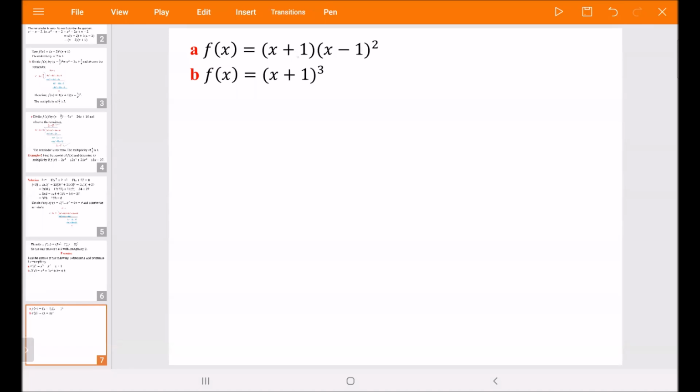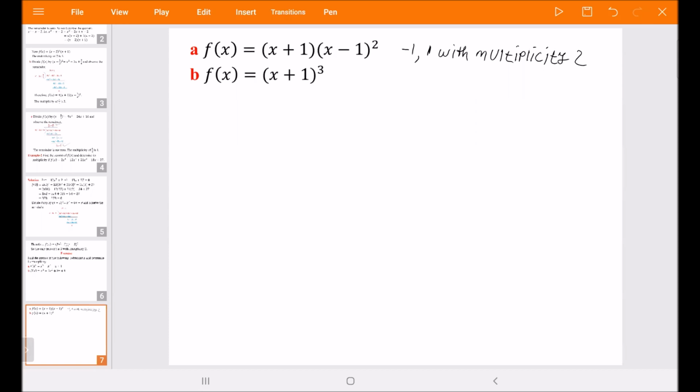The multiplicity of minus 1 is only 1 because its exponent is 1. But the multiplicity of 1 is 2. X plus 1 is a factor of this polynomial, which means minus 1 is a zero. X minus 1, the whole square, is a factor of this polynomial, so 1 is a zero with multiplicity 2. So the zeros of this polynomial are minus 1 and 1, where the multiplicity of 1 is 2.